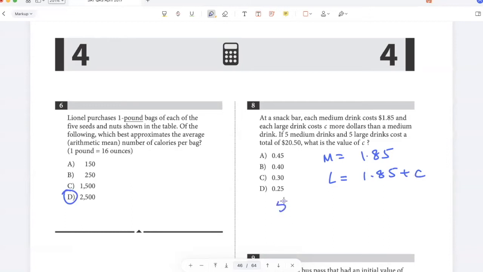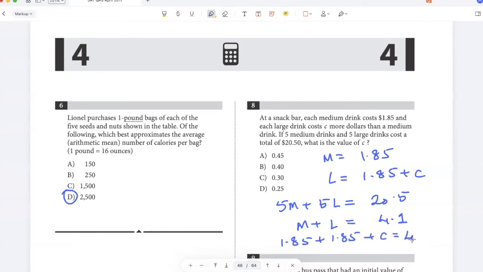Okay, so 5 medium plus 5 large cost 20.5. So 1 medium plus 1 large costs 4.1. So that's 1.85 plus 1.85 plus C is 4.1. So that's 3.7 plus C is 4.1. So C is 0.4.